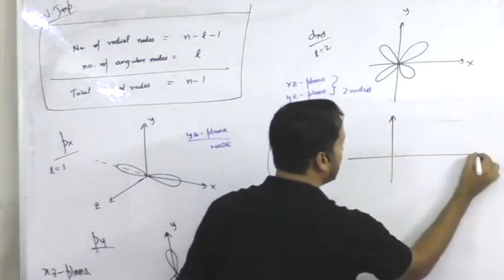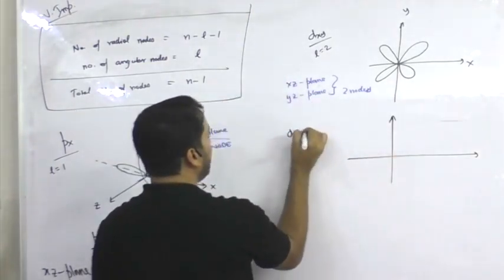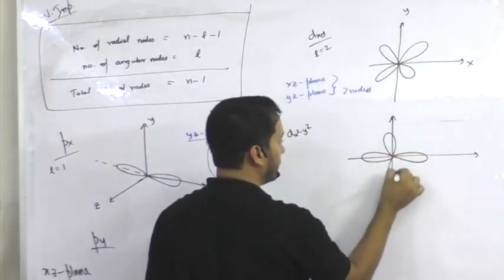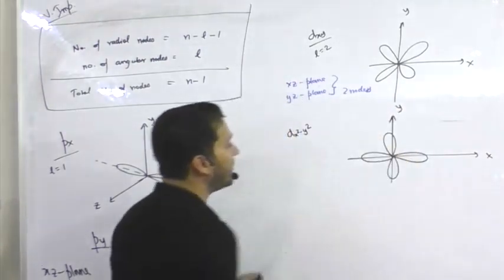What about this? What about dx square minus y square? This is the x-axis, this is the y-axis. Can you identify the nodes here?